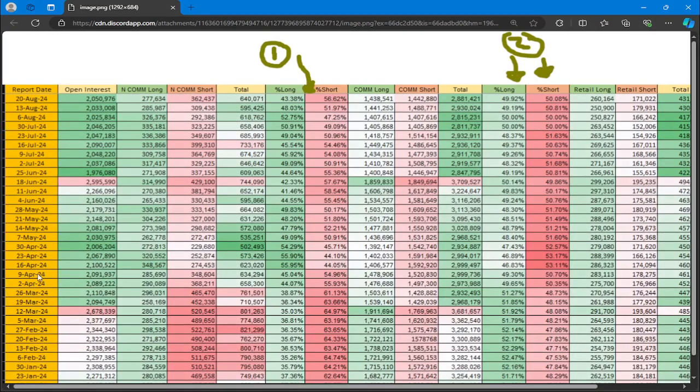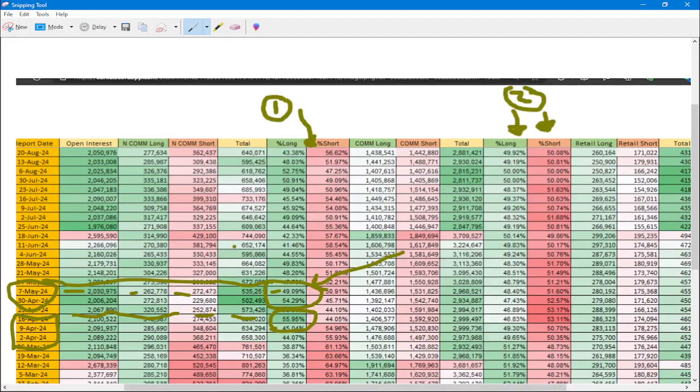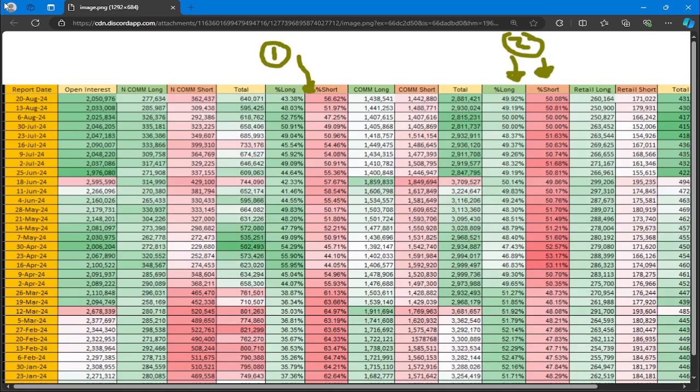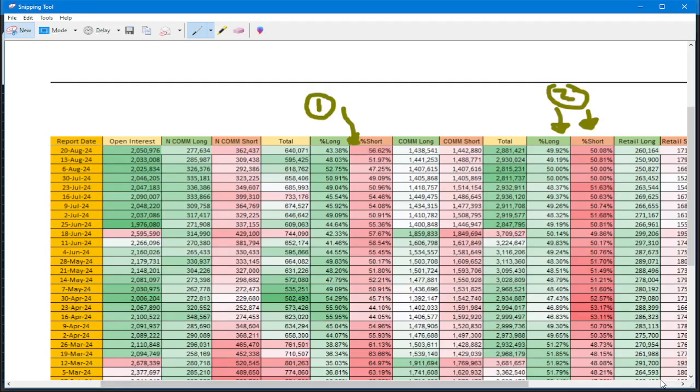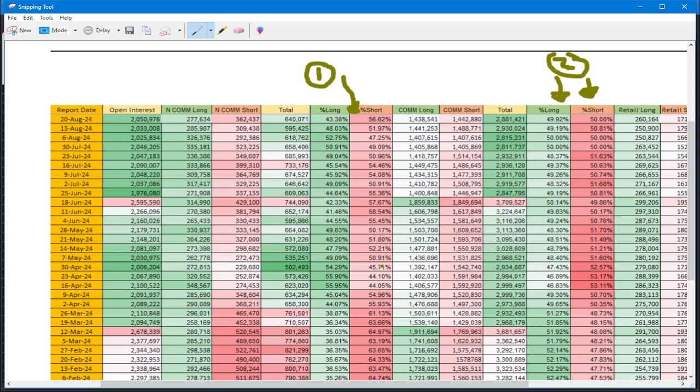As of May, they are net short. As of May, right here, they're net short. So we'll make this a little cleaner here. As of May, they became net short. See this? We go from 50, 54, 55 net long into April, and then in May they're net short.